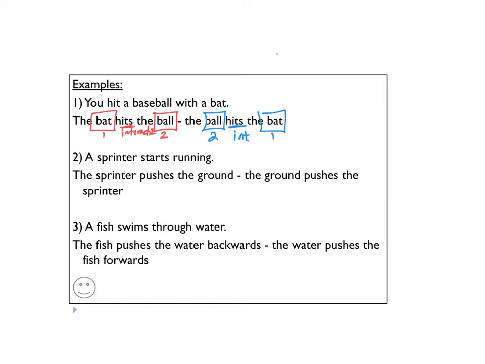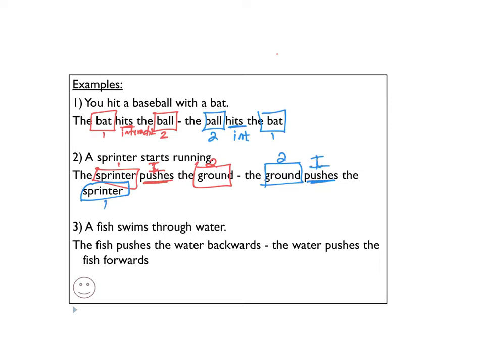So let's keep going. You ever kind of think about how you actually move? Well, a sprinter starts running, and so we have the sprinter, and we have pushes on the ground. There's our interaction. Our reaction force is the ground pushes on the sprinter. 2 interacts with 1.